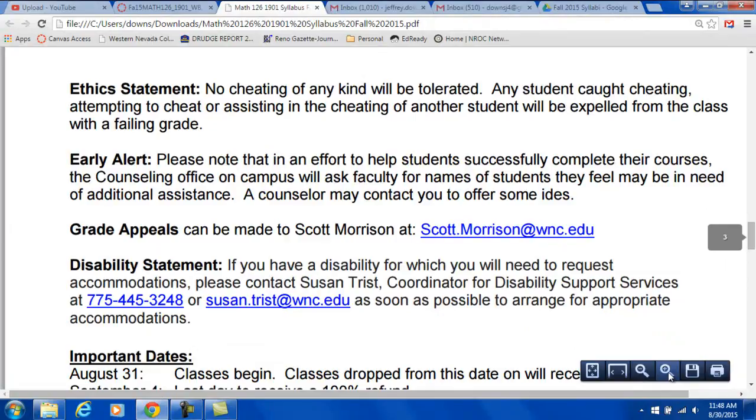Ethics statement. No cheating of any kind will be tolerated. Any student caught cheating, attempting to cheat, or assisting in the cheating of another student will be expelled from the class with a failing grade. And on quizzes and on exams, you're really not allowed to work together. Definitely on exams, you cannot work together. They're not group exams. And I can tell when students have worked together. If your correct and incorrect answers are all the same, that's a telltale sign.